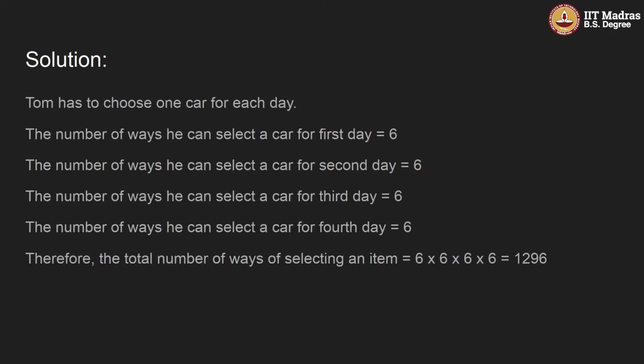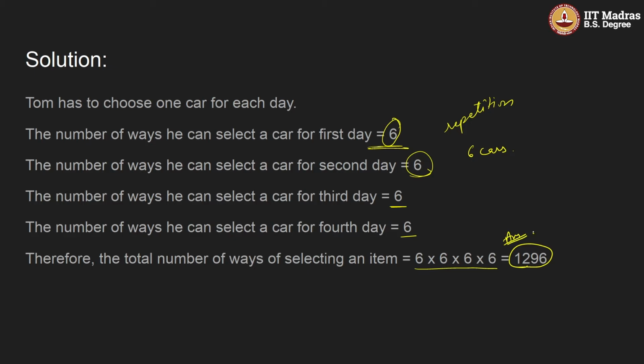Okay. So the solution is, Tom has to choose one car for each day. The number of ways he can select a car for the first day will be 6. For the second day will also be 6 because there is repetition. He can repeat the cars, right? So if one car is here, for the next day also he can choose from the 6 cars, right? Now the number of ways he can select the car for the third day will be 6. For the fourth day will be 6. So by multiplication rule it will be 6 into 6 into 6 into 6, which is 1296. So this is our answer.